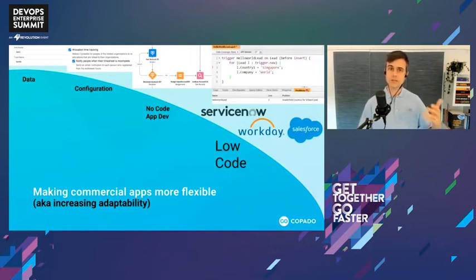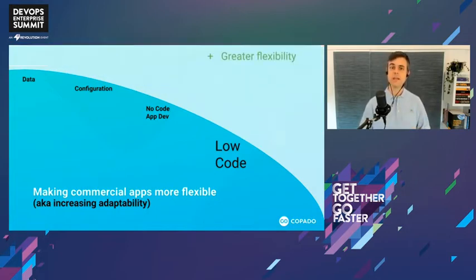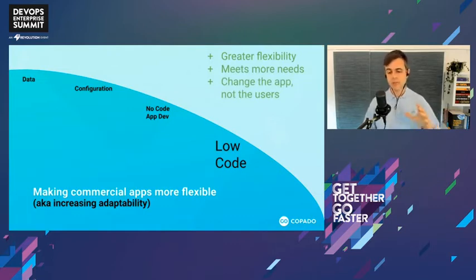So if we look at some of these big commercial applications like ServiceNow, Workday, Salesforce, SAP, and there's many, many more, they've all enabled increasing levels of flexibility and configurability on their platforms. Why? Greater flexibility means that they can meet more needs for more potential customers. And it also enables them to make fine-grained changes to an application rather than expecting all of a company's thousands or tens of thousands of users to change their behavior. So some of these small tweaks really aid a lot in the adoption of the applications.